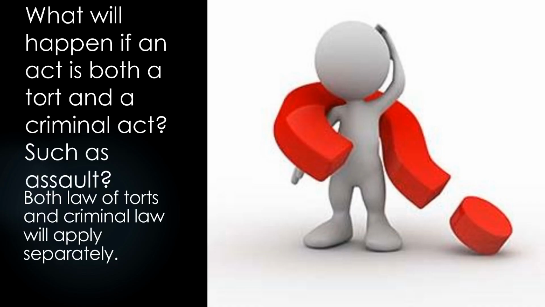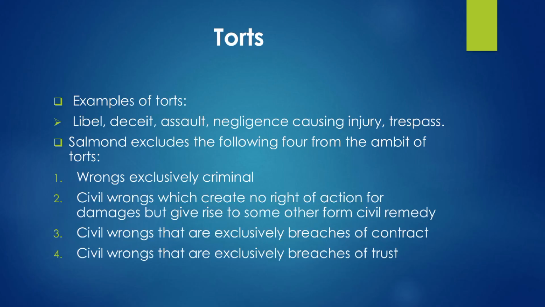Primarily, criminal law is punitive in nature, torts is compensatory in nature. What will happen if an act is both a tort and a criminal act, such as assault? Both law of torts and criminal law will apply separately. Examples of torts: libel, deceit, assault, negligence causing injury, trespass.